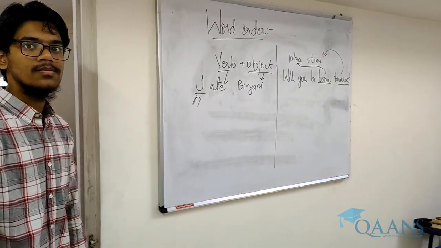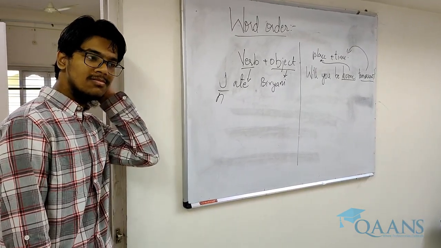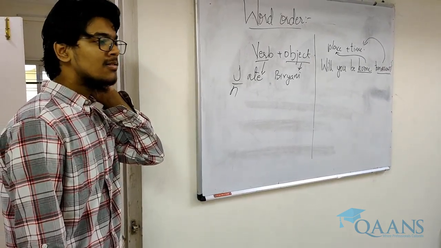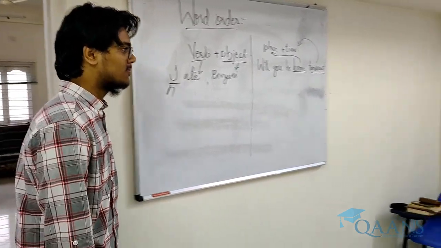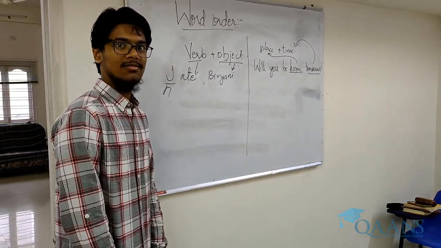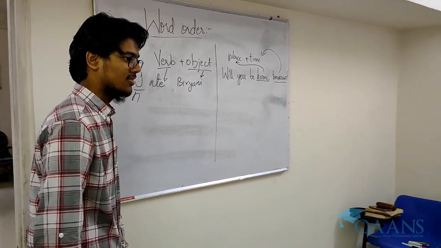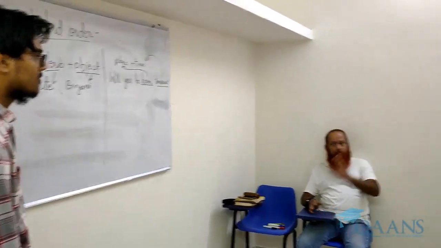Did you ask him whether he understands? Did I answer your question? Ask him properly. Is there any doubt? Ask everybody. If you have any doubts, you can ask. Give one more example. Place and time. Very good.